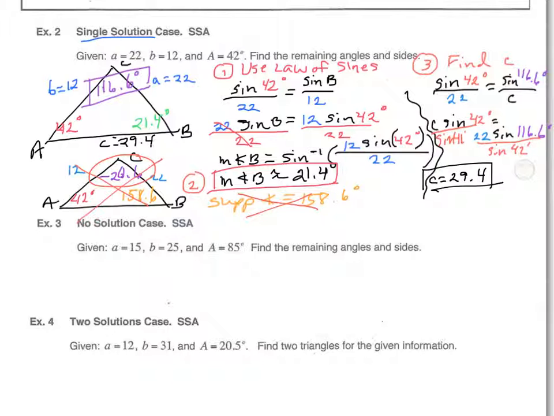And then you want to look for reasonableness. Our smallest angle is 21.4. Is it across from the smallest side? Yes. Our medium angle is 42. Is it the middle side? And so that makes the 29.4 our largest. So our answer is reasonable.